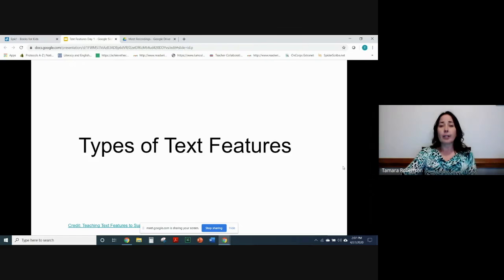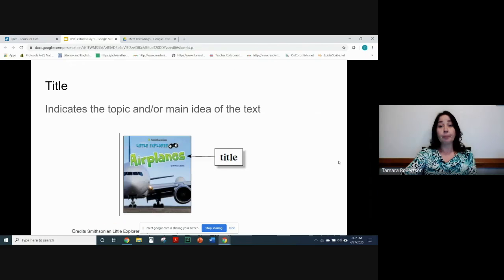So now we're going to take a look at the different types of text features. Can you name a text feature for me? Wonderful, that's right. There are lots of different types of text features. And we're going to take a couple of minutes and we are just going to review some of the text features. The first one is the title.